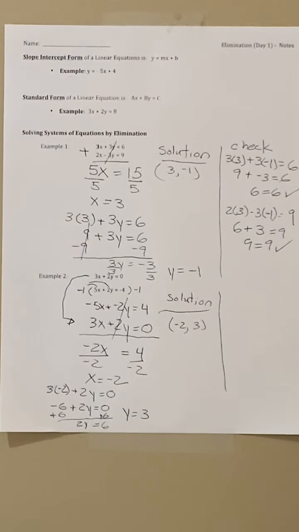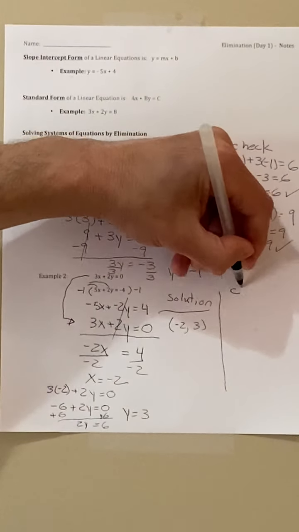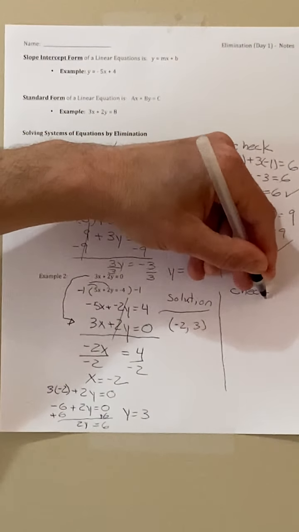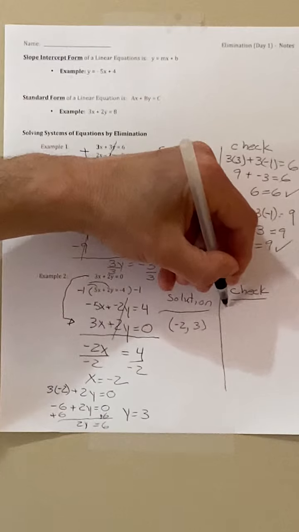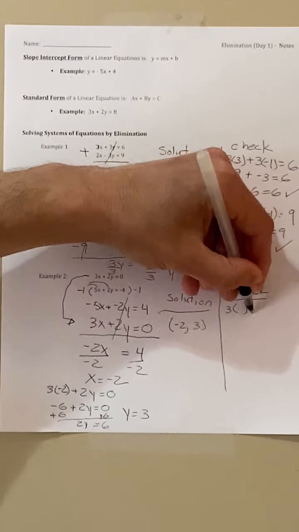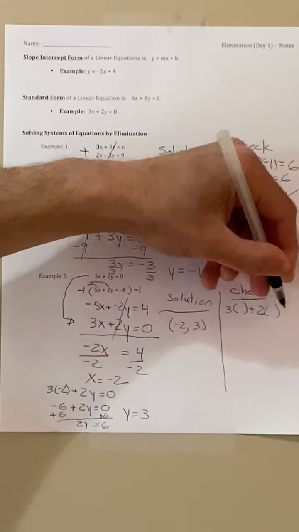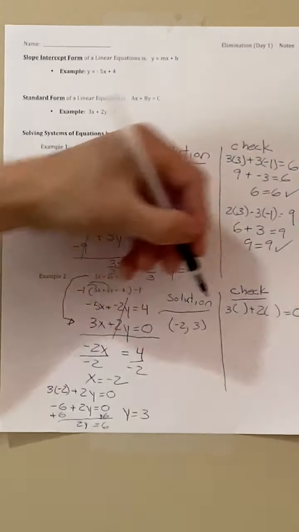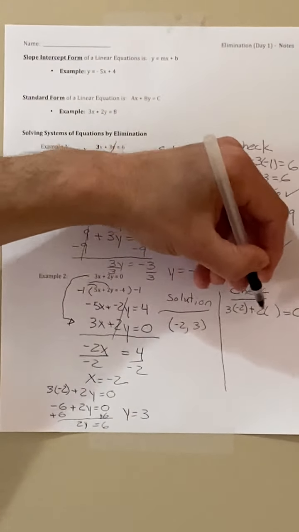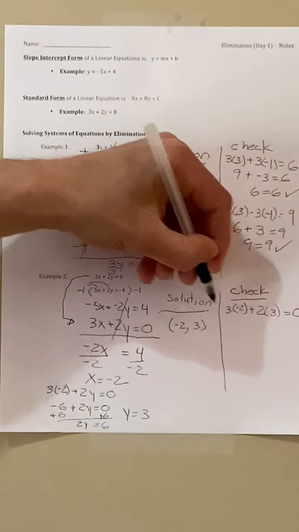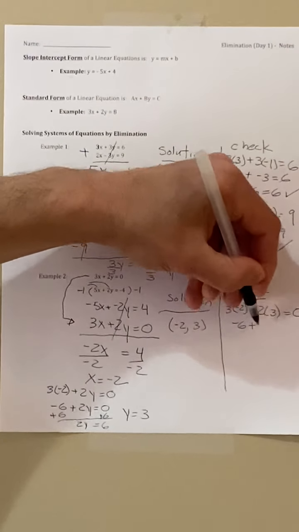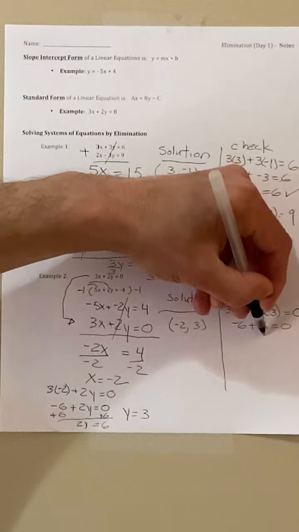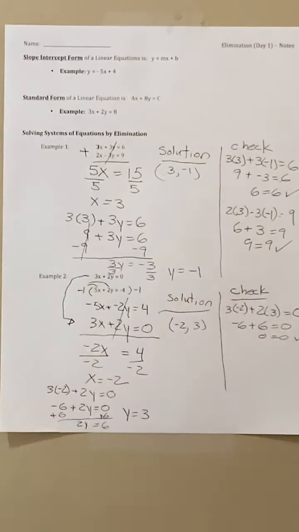And for our last step, we're going to check. Always check your solutions here. That way we know we have it right. We're going to check in both equations. Take the first equation, 3x plus 2y equals 0. Let's plug in the solution we came up with, negative 2 for x, 3 for y. And I have negative 6 plus 6 equals 0. 0 equals 0. That checks.